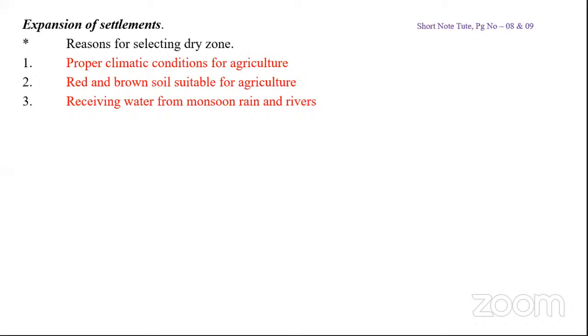Then red and brown soil. That soil was really important for agriculture. In that soil only, the crops grow well. Then receiving water from monsoon rain and rivers. So all these features are found in the dry zone. That's why the people of the proto-historic time period selected the dry zone as their settlement.